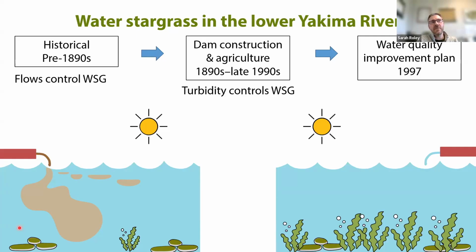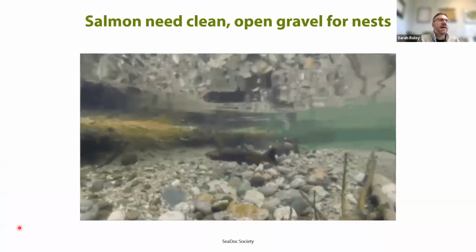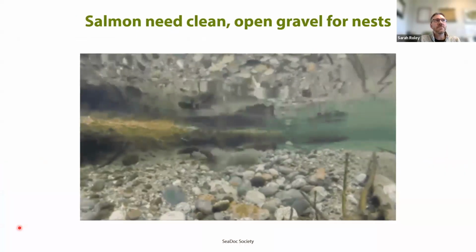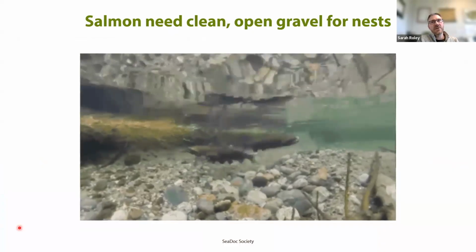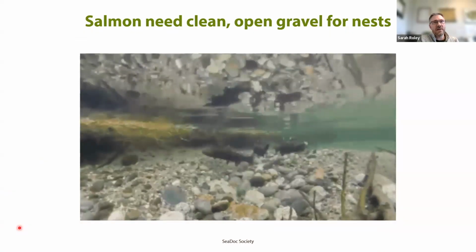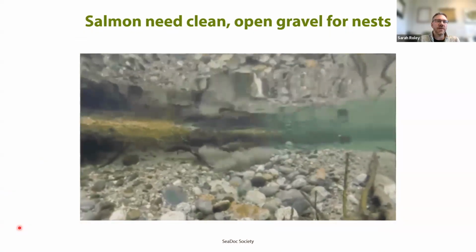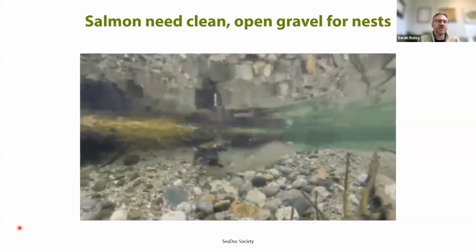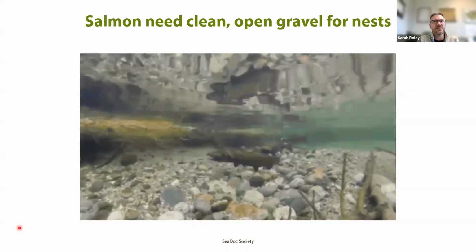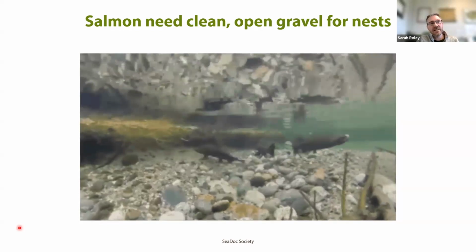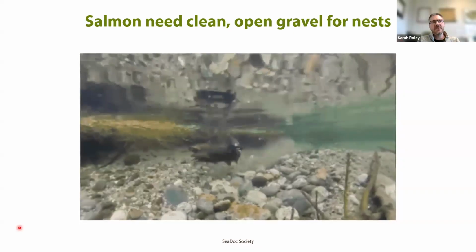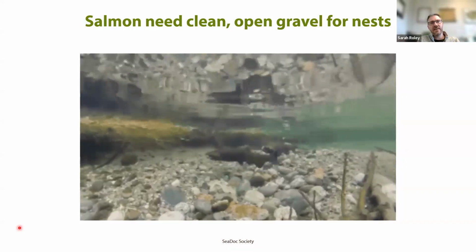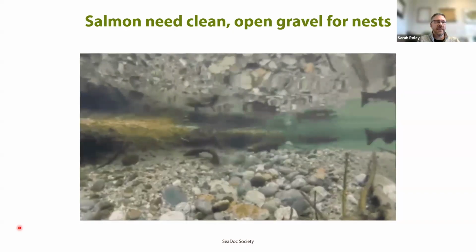All right, so what I want to talk about now are some consequences of what has happened. The first consequence I want to talk about is what has happened to salmon in the Yakima River. Chinook salmon used to spawn in the stretch of river between the Tri-Cities and Prosser upstream, which is the section that's dominated by water stargrass. And critically, salmonids need spawning gravel. They need a place to lay their eggs, and they need that gravel where they lay their eggs to have plenty of oxygen for the embryos.